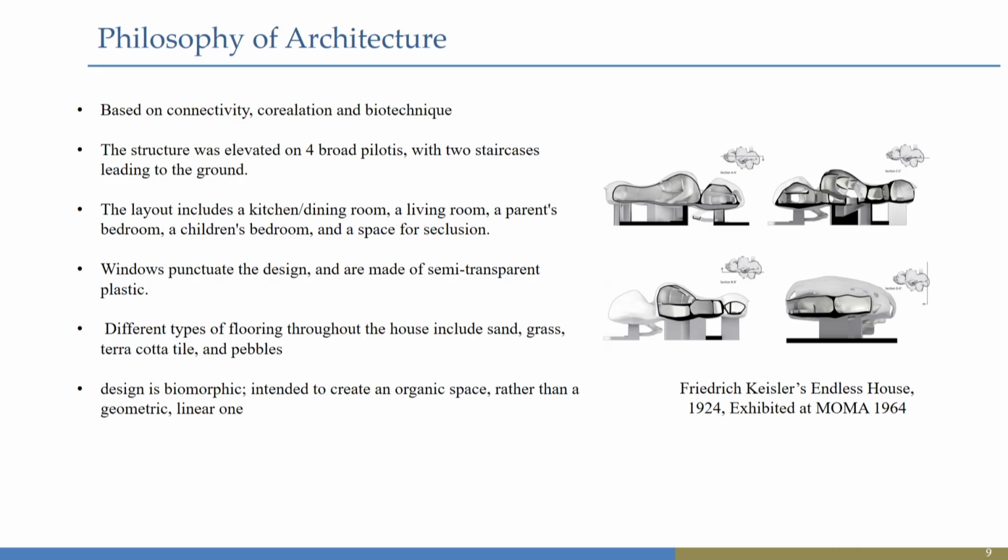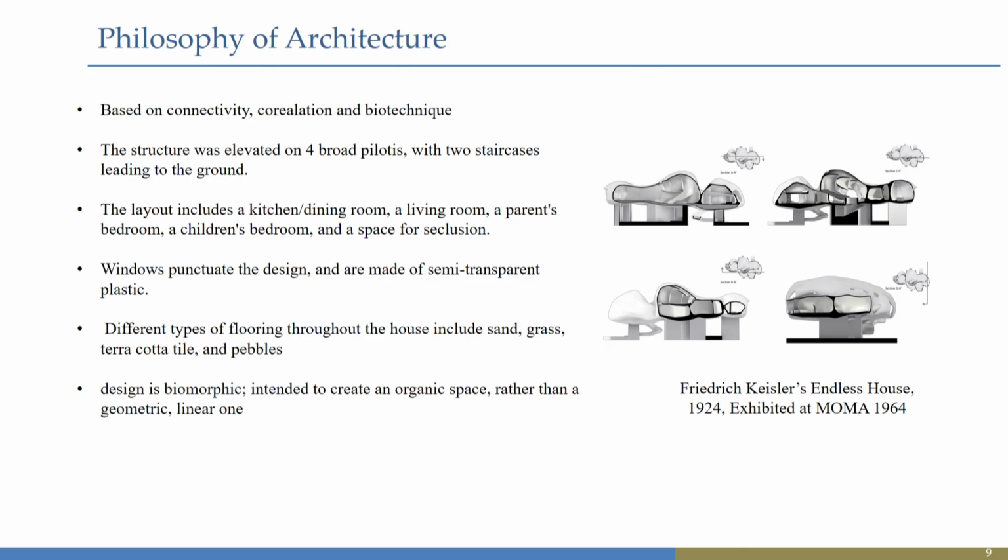And then the layout includes a kitchen, a dining room, a living room, a parent's bedroom, a children's bedroom and a space for seclusion. The windows punctuate the design and are made of semi-transparent plastic. There are different types of flooring throughout the house, which include sand, grass, terracotta tiles and pebbles. And the design is biomorphic. It is intended to create an organic space rather than a geometric or a linear one.